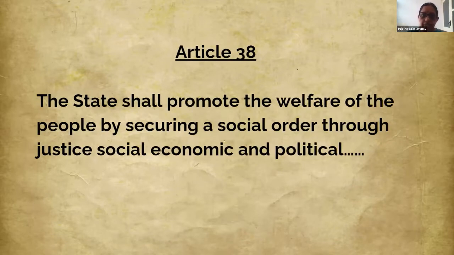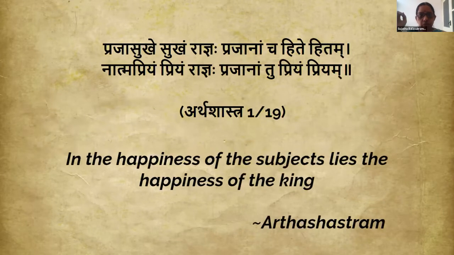If we look at Artha Shastram, it's a very famous shloka from Artha Shastram. Praja sukhe sukham rajnyaha prajanam cha hite hitam. Na atmanam priyam priyam rajnyaha prajanam tu priyam priyam. In the happiness of the subjects lies the happiness of the king. The welfare of the subjects is the welfare of the king. Only what pleases the subjects should be desired by the king.